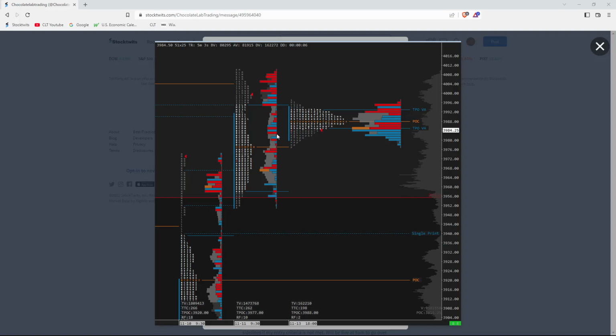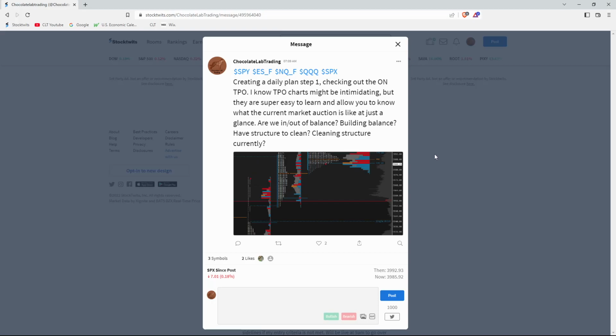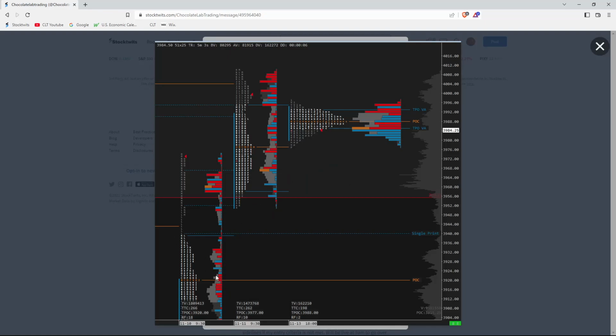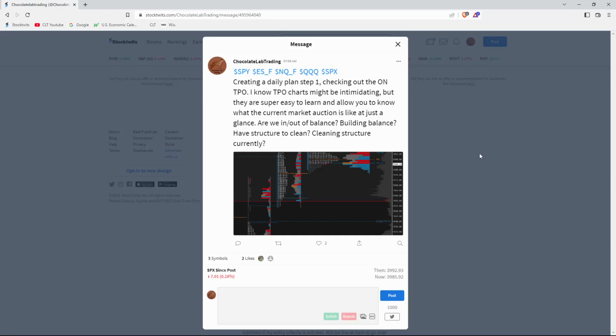And once you do know what these mean and how to read them, it's really just a glance. And what do they tell you? Well, we can see whether we're trading in or out of balance, building balance, whether we have structure that needs to be cleaned up, whether we're cleaning structure currently. So, we're looking at where points of control are lying, where value area highs and lows are lying. What are the shapes of each of these market profiles? What do the tops look like? What do the bottoms look like? Each one of those things helps us derive information that we can then use to build our daily plans.